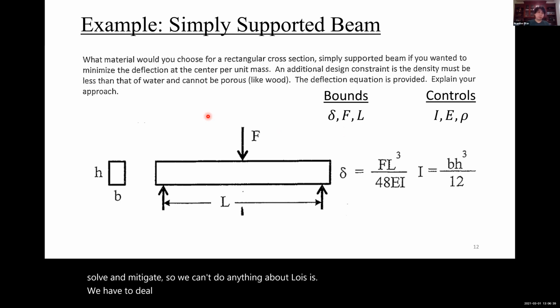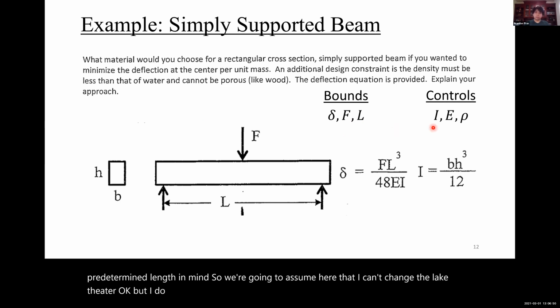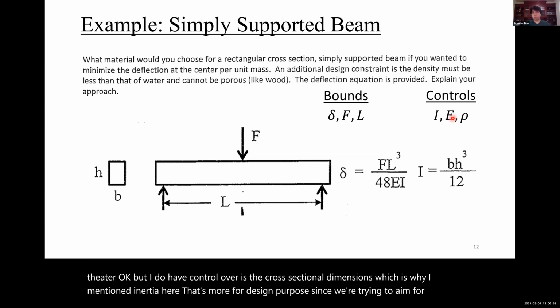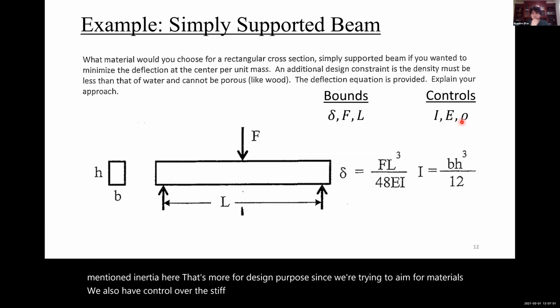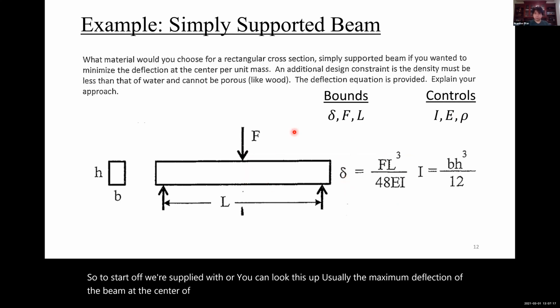Usually when you deal with beams, you already have a predetermined length in mind, so we're going to assume here that I can't change the length either. What I do have control over is the cross-sectional dimensions, which is why I mentioned inertia here. That's more for a design purpose. Since we're aiming for materials, we also have control over the stiffness modulus and the density, which is going to affect our mass and deflection values. To start off, we're supplied with, or you can easily look up, the maximum deflection of the beam at the center of the simply supported beam under a central point load.